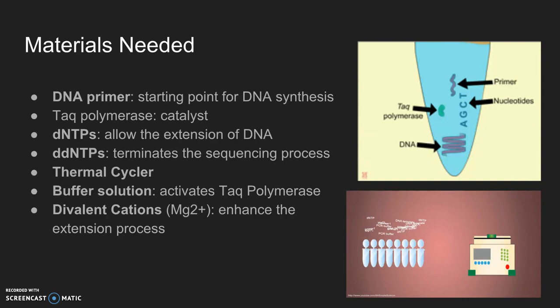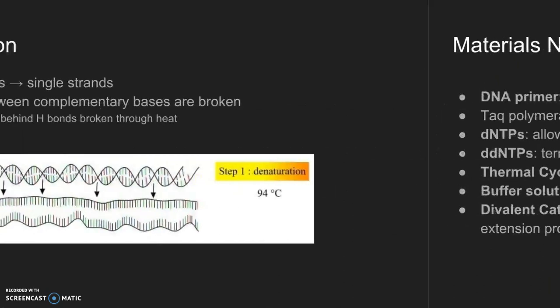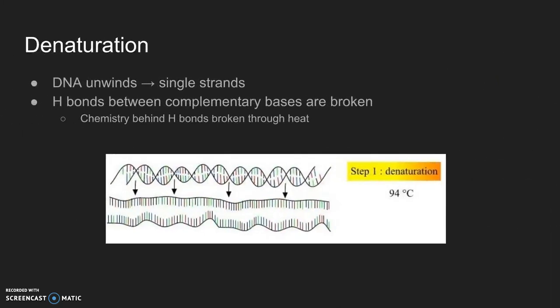The process of PCR has 3 steps, and it begins with denaturation. In denaturation, the double-stranded DNA unwinds into 2 separate single strands. The hydrogen bonds that hold the complementary bases of the DNA together are very strong, so it requires a lot of heat energy to break them up. So as a result, denaturation occurs at a very high temperature of 94 degrees Celsius. This process takes approximately 15 seconds, and it is crucial that the high temperature is maintained throughout the whole process.